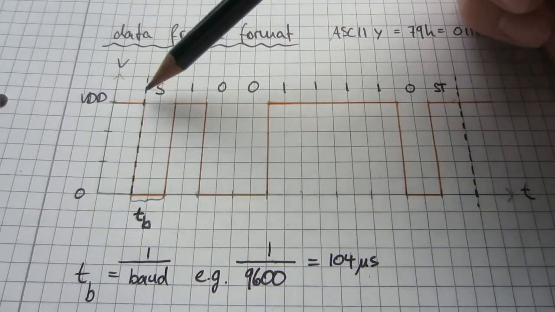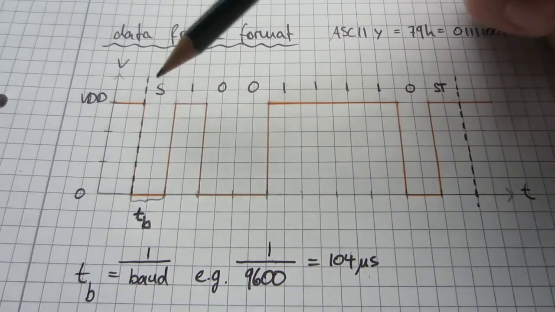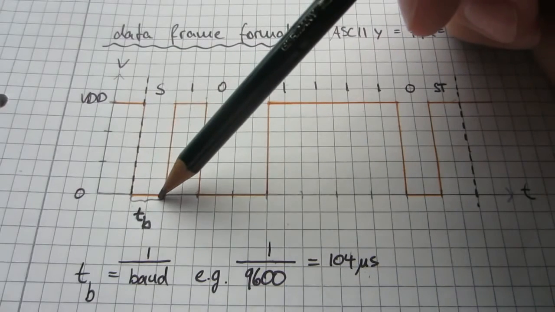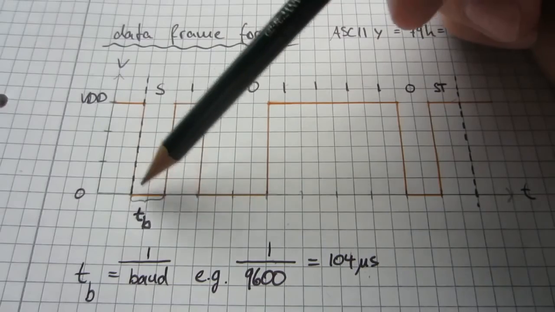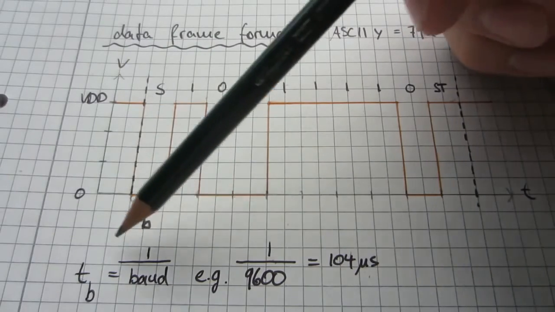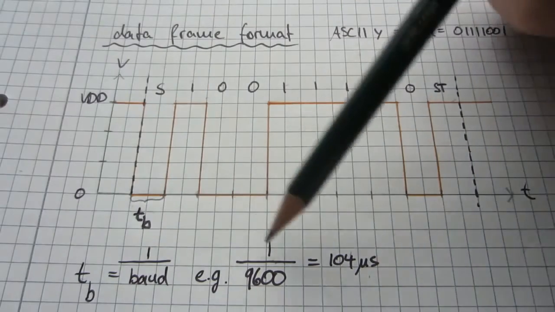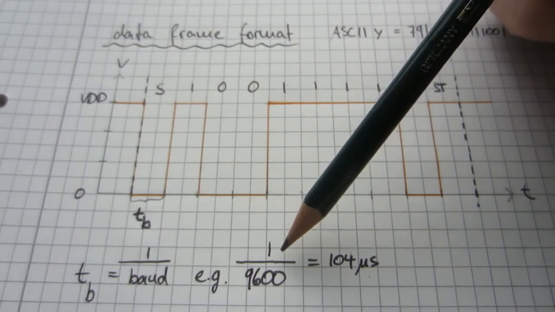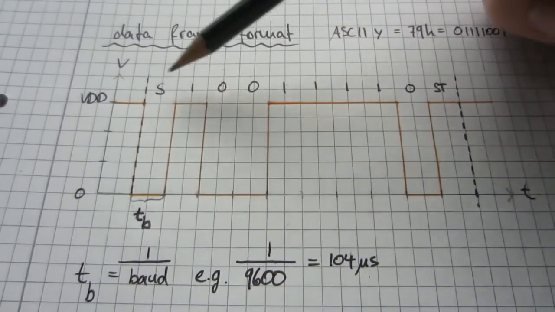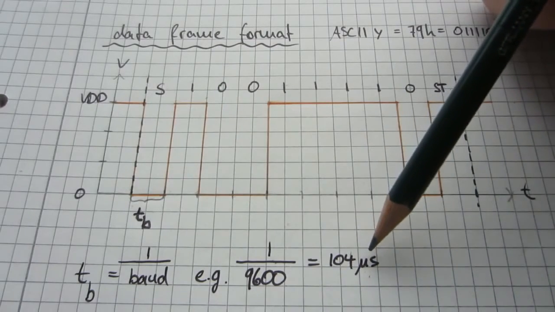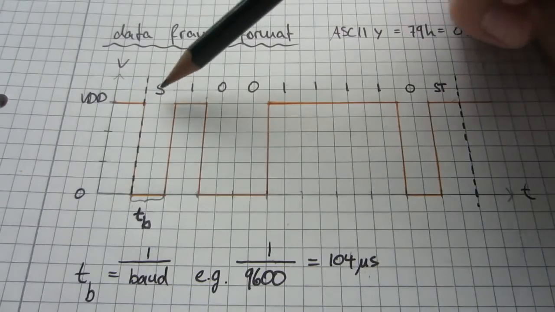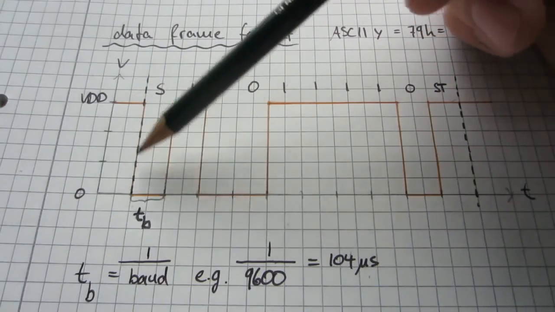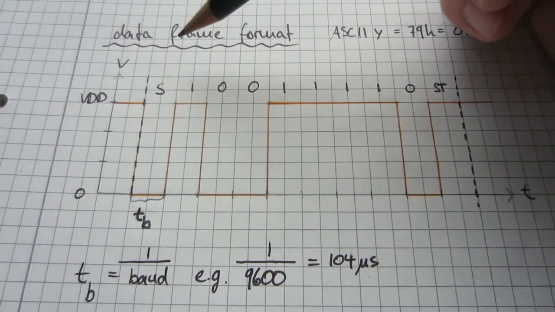And then the frame starts with a start bit. So the line goes low for a fixed amount of time, and that fixed amount of time is actually the inverse of the baud rate. So if we have 9600 baud, then the time that each bit takes to transmit is 104 microseconds. So the start bit is always 0. The line goes low and therefore indicates that this is the start of a new frame.